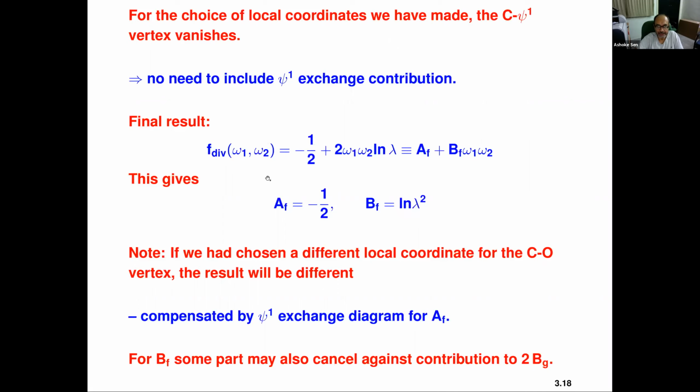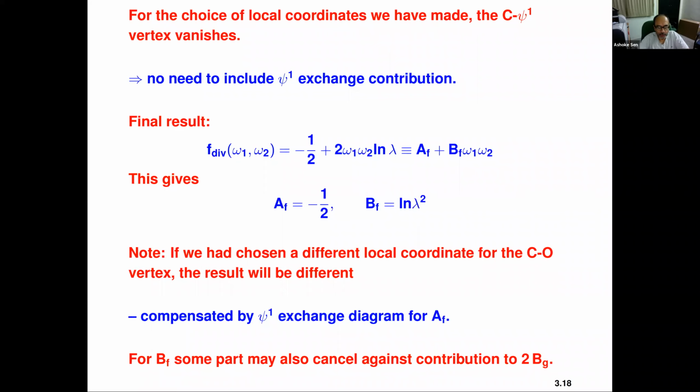As we have emphasized, minus half is observable. By comparing with appropriate n tachyon amplitudes, you can actually figure out what AF is from the matrix model side. And one should be able to compare this minus half with the matrix model answer. BF is not an observable. You have to combine this with AG to get an observable.